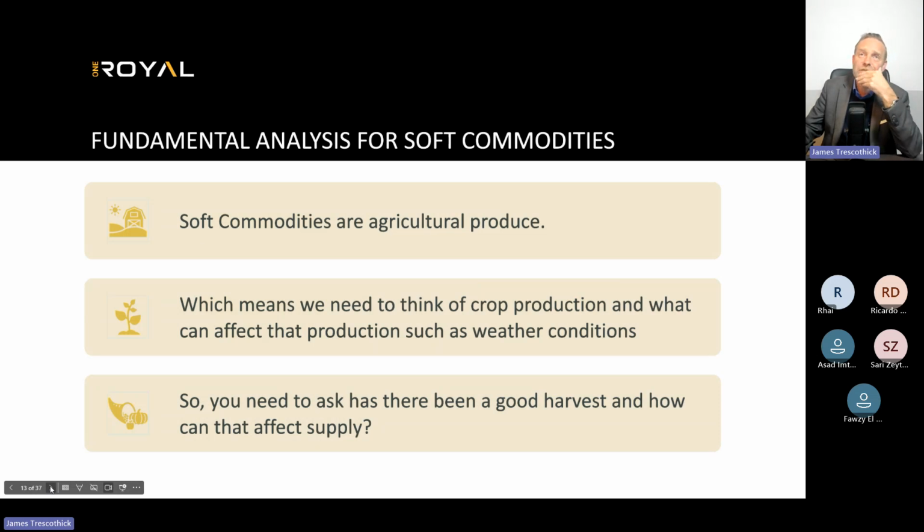Now, soft commodities are agricultural produce, which means we need to think of crop production and what can affect the production, such as weather conditions. So you need to ask, has there been a good harvest? How can that affect supply?